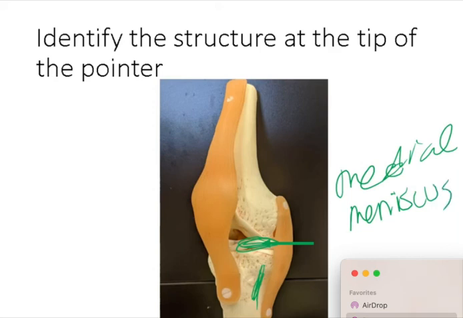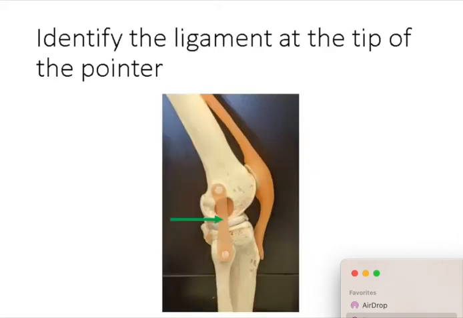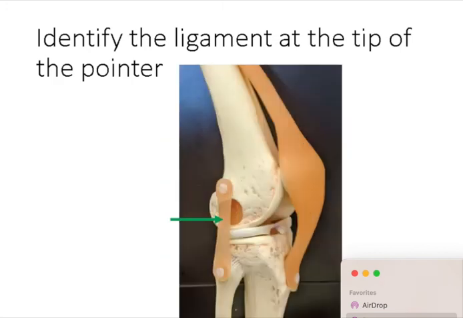Okay, the medial meniscus. All right, and then this is pointing to this ligament here. Okay, we looked at it a second ago, but this is the ligament that attaches to the fibula. So this would be the fibular collateral ligament, or we can say lateral collateral ligament.